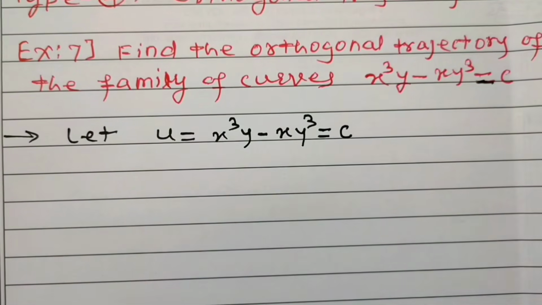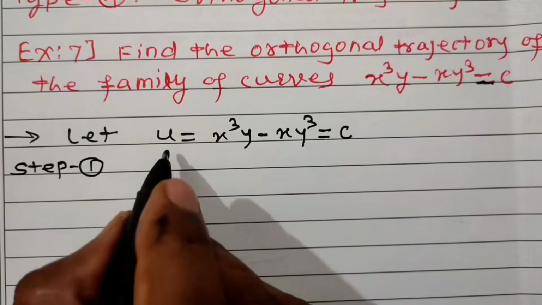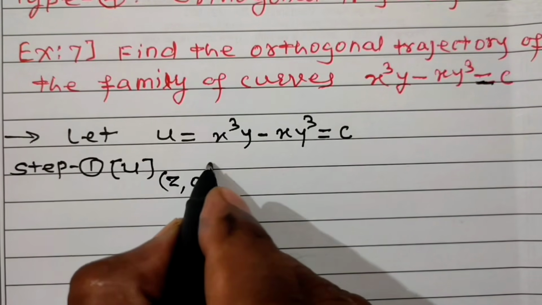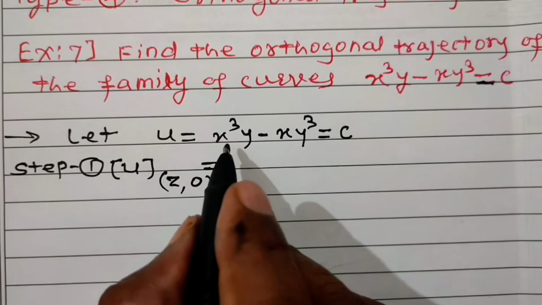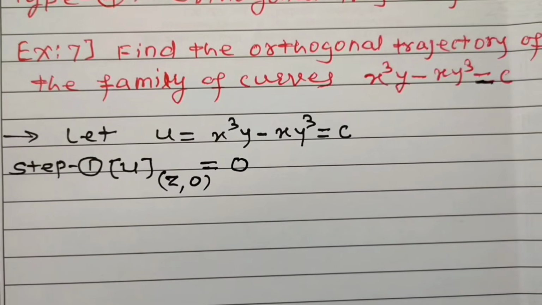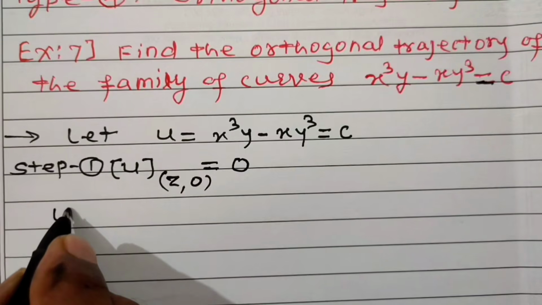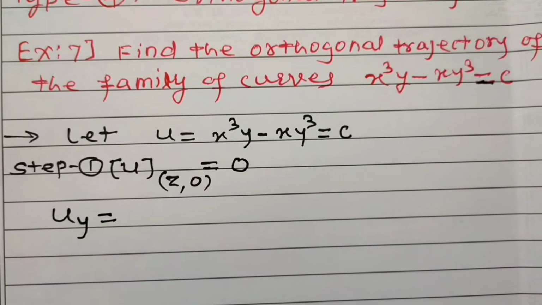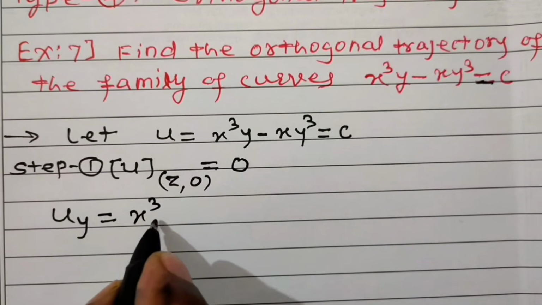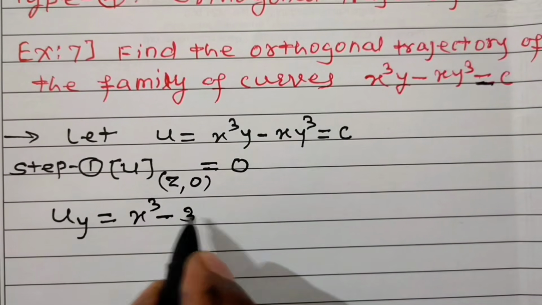Now as usual method, in step number 1 find u at x is equal to z and y is equal to 0. So this becomes 0 and this also becomes 0. u at x comma z and y comma 0 is 0. Now find partial derivative of u with respect to y considering x as constant. So x cube, derivative of y with respect to y is 1, minus y cube, its derivative with respect to y is 3y square, minus 3 times xy square.